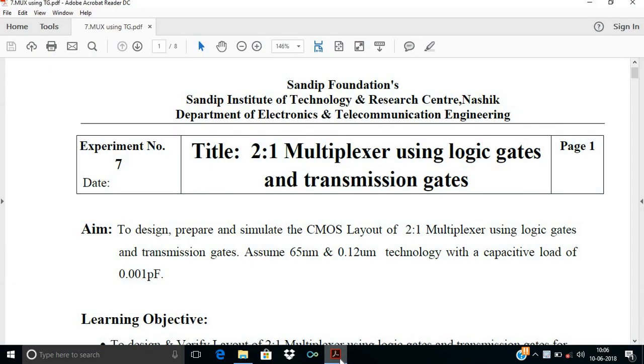Good morning friends. Today we are going to design and simulate the CMOS layout of a 2:1 multiplexer using logic gates as well as transmission gates. We are going to design the 2:1 multiplexer in two ways, using traditional CMOS logic gates and transmission gates. For this purpose we are going to use either 65 nanometer or 120 nanometer technology. Now I will show you using the 65 nanometer technology, assuming a load capacitance of 0.001 picofarad.